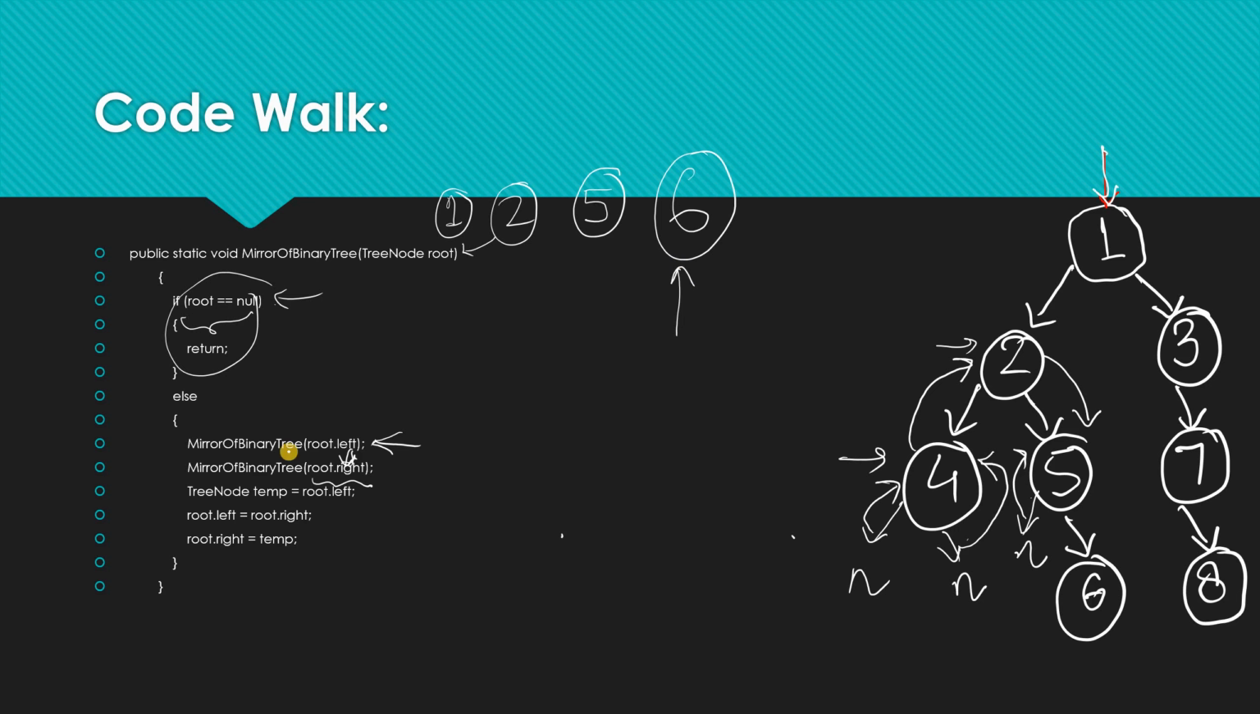So 6 is not null. We'll come here, it is saying go to the left of 6. So the left of 6 is null. So we'll again pass null. This condition will be true, and it will return. So the left part will return.